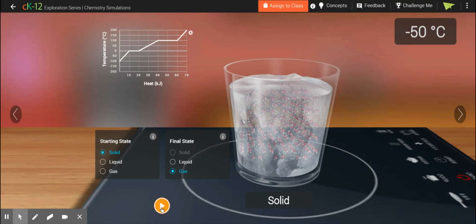The purpose of this screencast is to demonstrate how to interpret heating curves and explain energy changes that occur during phase changes. We're going to start off by looking at a simulation together where solid ice starts off at negative 50 degrees and is heated all the way up to hot steam on a stove.